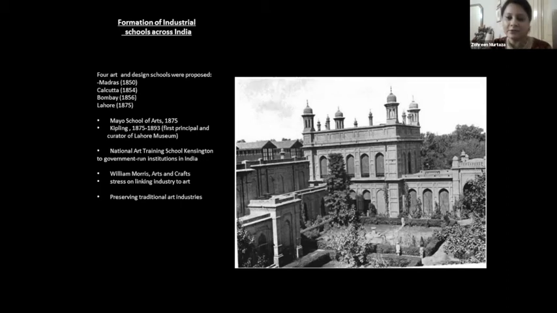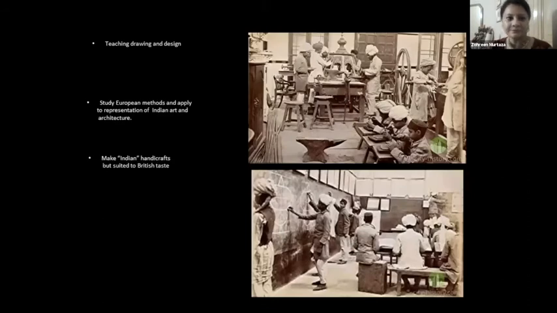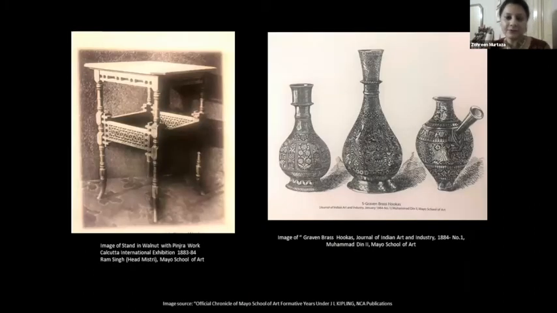And what you see on your right is an old image of the NCA, Mayo School of Art. And it's just to give you an idea of the kind of exercises students were taught there. The basic idea was that students enrolled in the Mayo School of Arts would make Indian handicrafts, but they would be suited to British taste. Another interesting thing was that they would study European methods, but those methods would be applied to make Indian art and architecture. And drawing and design were supposed to be the foundation of Mayo School of Arts.